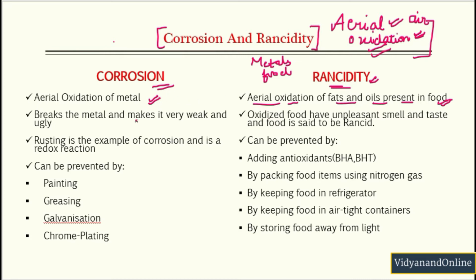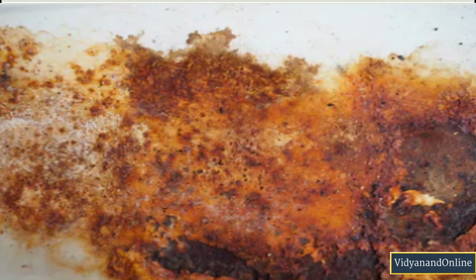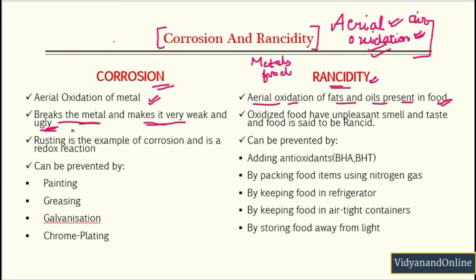Now what happens is, corrosion breaks the metal and makes it very weak and ugly. That is why our government spends millions every year in order to prevent corrosion. Now, one thing I want to tell you, most students confuse corrosion with rusting. They feel that these two terms are the same. Actually, rusting is a part of corrosion. Corrosion of iron is called rusting.